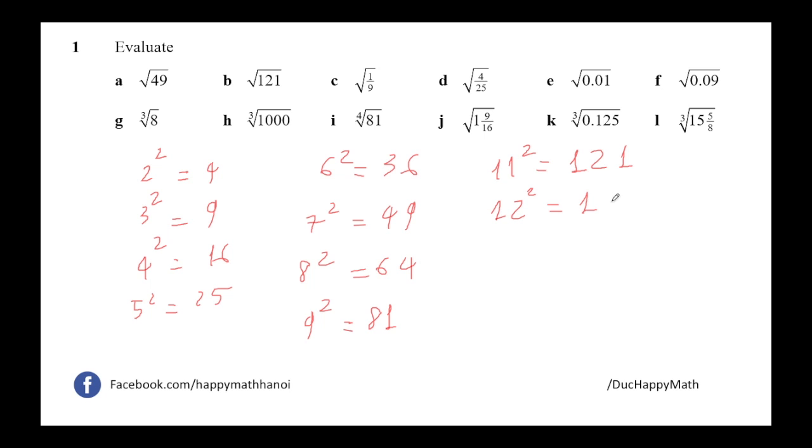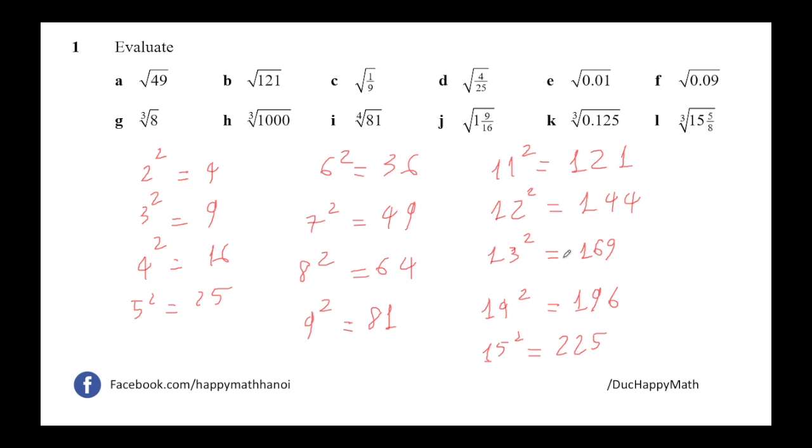12 squared is 144, and 13 squared is 169. Then 14 squared will become 196, and 15 squared is 225. These are the special numbers, and I think you can remember them by yourself. Learn by heart. Remember first, 100%.